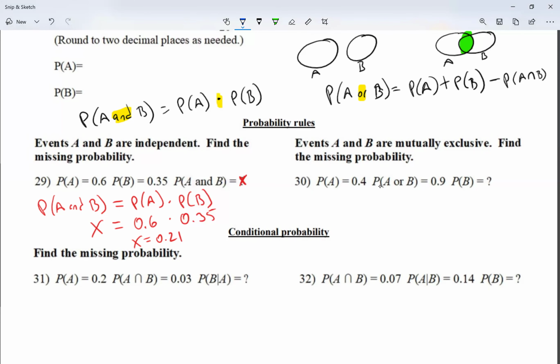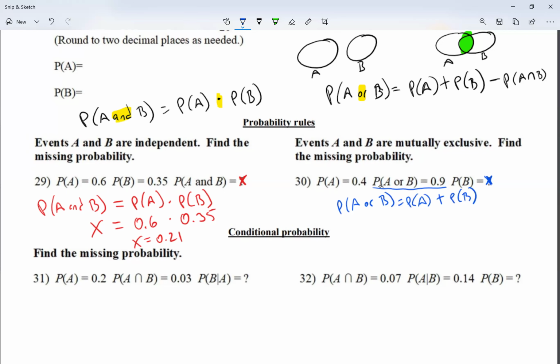Events A and B are mutually exclusive, so that means they don't overlap. Find the missing probability. I have a keyword here, or. I know probability of A is 0.4. Probability of A or B is 0.9. And I'm solving for probability of B. I don't know what probability of B is, so I replace it with a letter, X. And I remembered the formula that probability of A or B is equal to probability of A plus the probability of B.